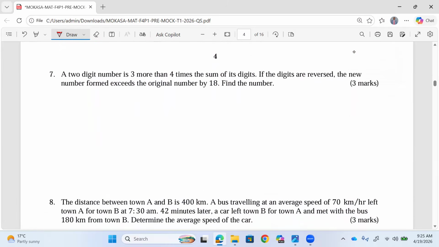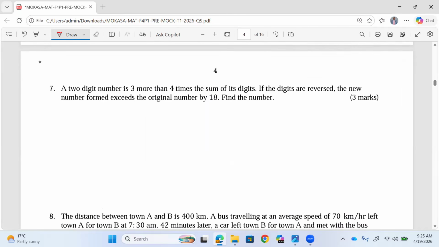Number 7, this is a question on word problems, part of algebra, whereby you're supposed to understand the language first before you form any equation, before you proceed to solve any equation. So let us read the question together, ladies and gentlemen. A 2-digit number is 3 more than 4 times the sum of its digits. If the digits are reversed, the new number formed exceeds the original number by 18. Find the number.